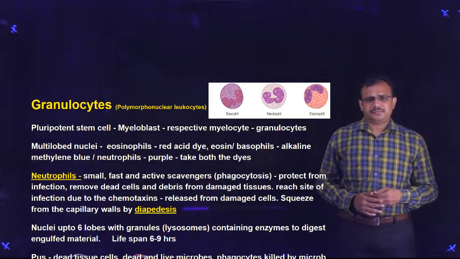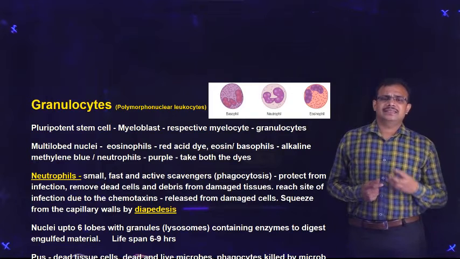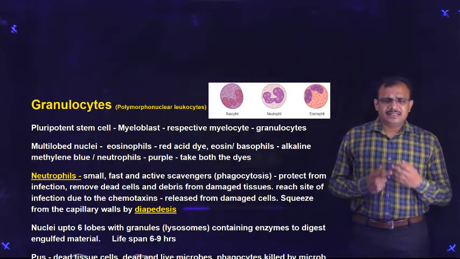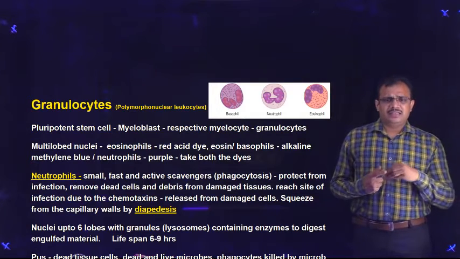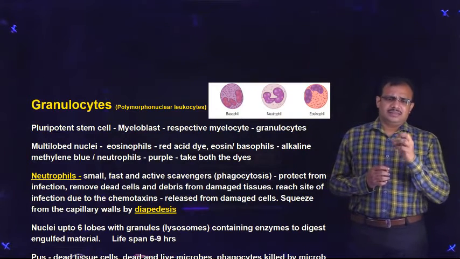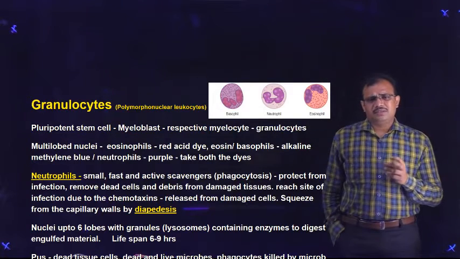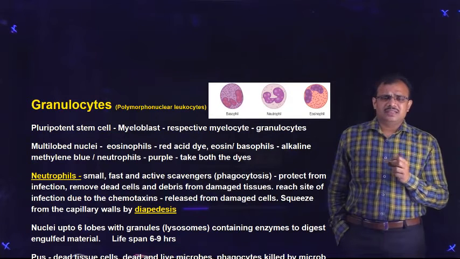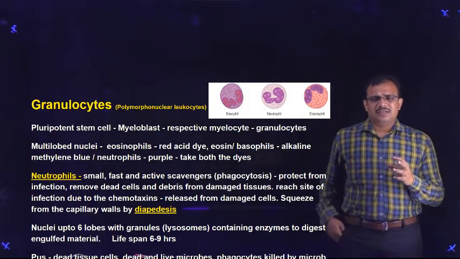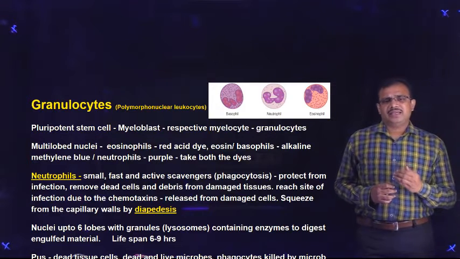It also has granules, and these granules are storage sites for various enzymes. We have seen that neutrophils ingest or eat the invading organisms. Once these invading organisms or cell debris are taken up by phagocytosis, the enzymes present in the granules are released and digest that ingested material. The lifespan of neutrophils is about 6 to 9 hours.